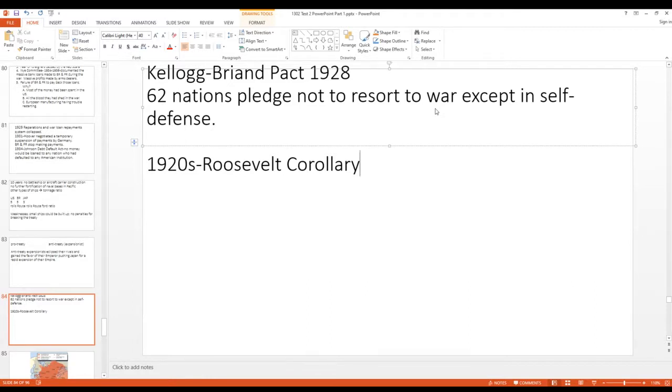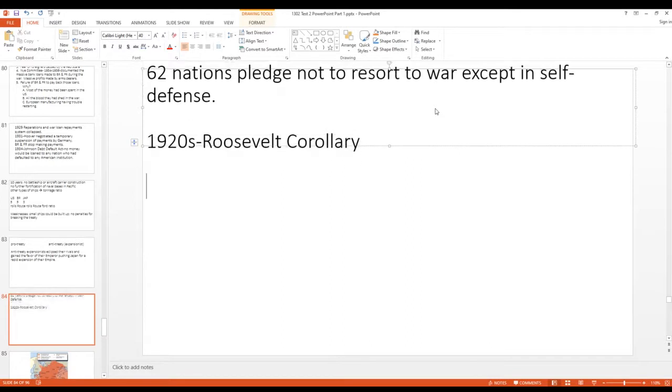Towards the end of the 1920s, we began pulling back from that. And in fact, Herbert Hoover began pulling troops out of Central America during the last year and a half of his presidency.